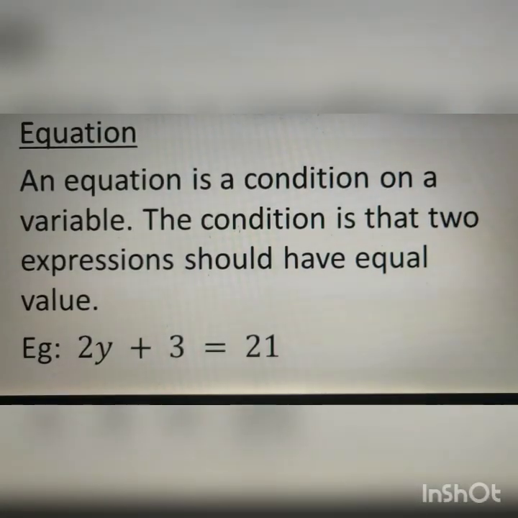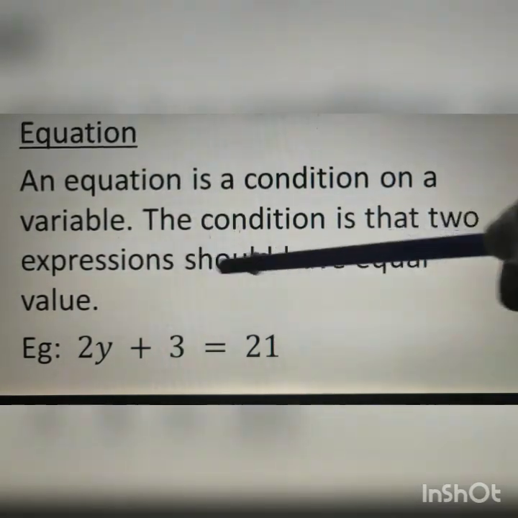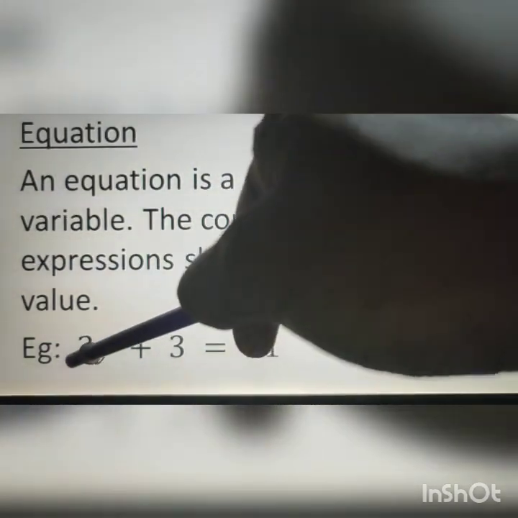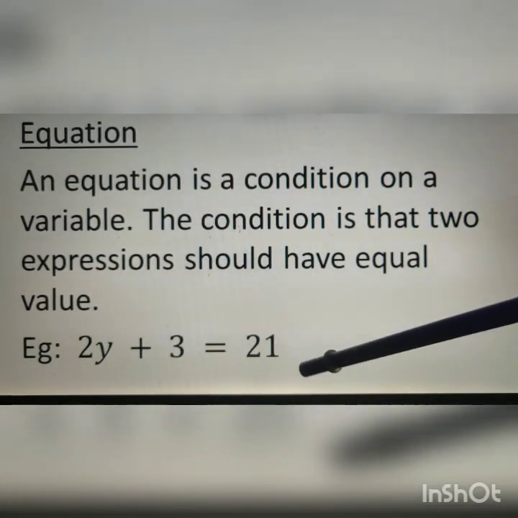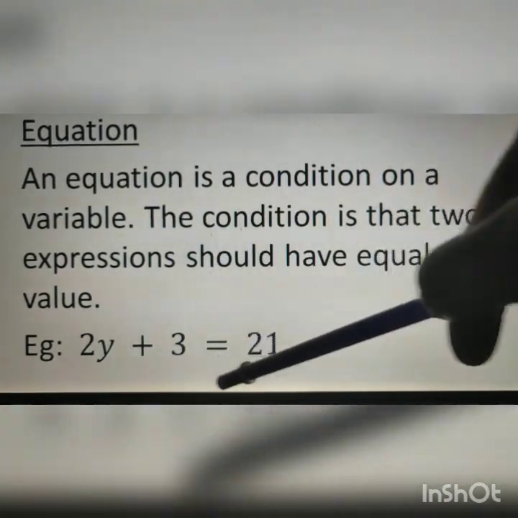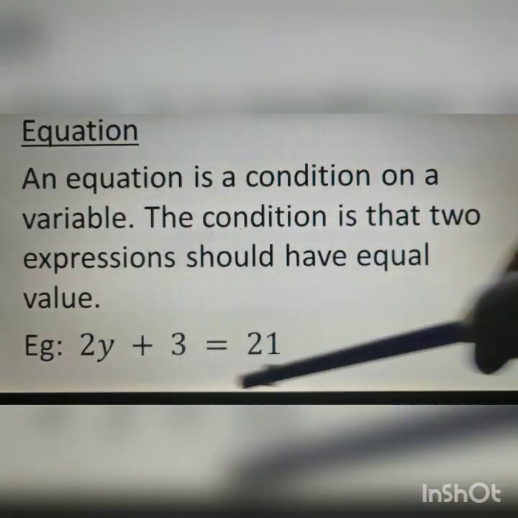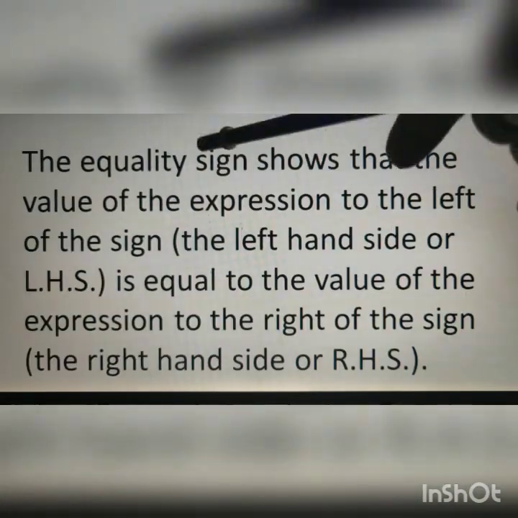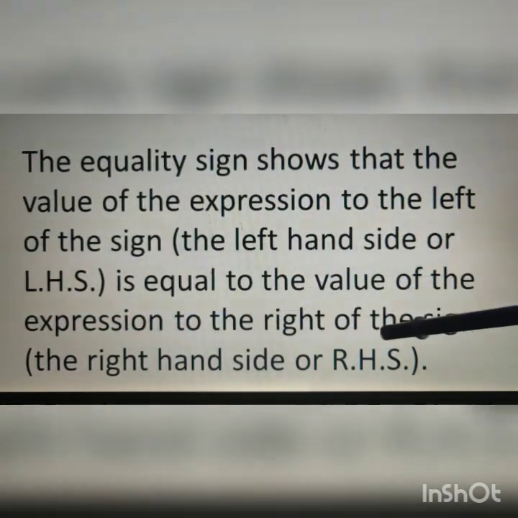So what is an equation? An equation is a condition on a variable. The condition is that two expressions should have equal value. Means this LHS is equal to RHS. Example here, 2y plus 3 is equal to 21. In this, a variable is there and a constant is there and an equal sign is there. So we can say it is an equation. The equality sign shows that the value of the expression to the left of the sign, that is the left hand side, is equal to the value of the expression to the right of the sign, that is the right hand side.